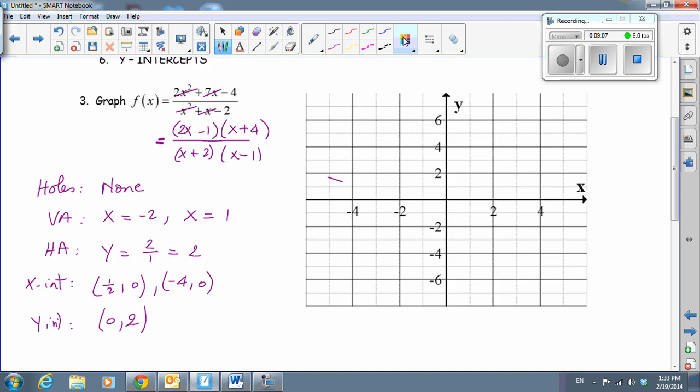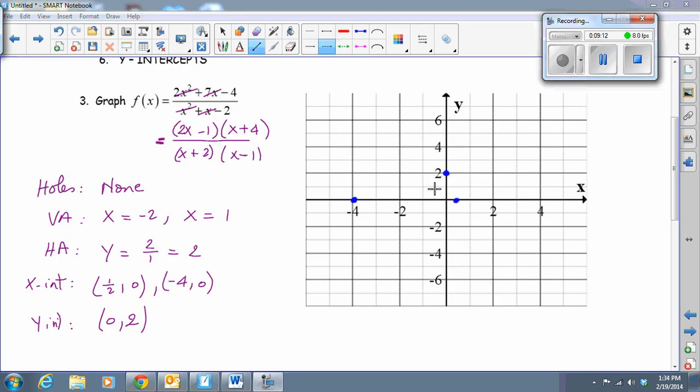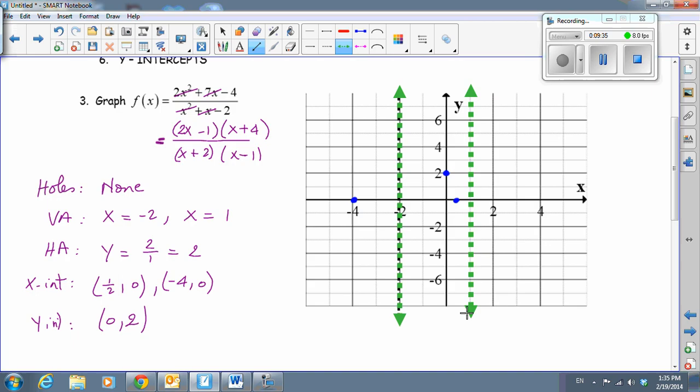At this point, you can now graph. So I will go ahead and plug in the points. I plugged in my y-intercept and my x-intercept. The next thing I will do is draw my vertical asymptote at x equals -2. I'm making it the green dotted line. I also have another vertical asymptote at x equals 1, so I will draw another asymptote here. Usually we use a dotted line for asymptotes. I have a horizontal asymptote at 2, so I will also graph this here.